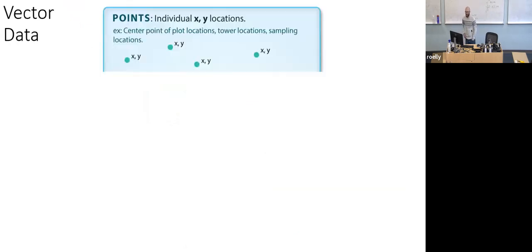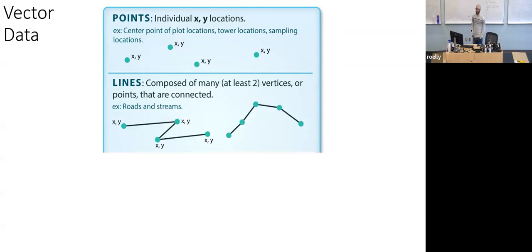So for vector data, we have our points. If you think of a house location, you would collect maybe latitude, longitude, and that would be a point. This could also be where you found a mosquito, or where there are hospitals, or any single location that you want to represent would be a point.